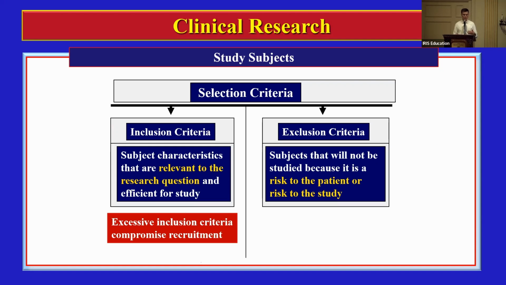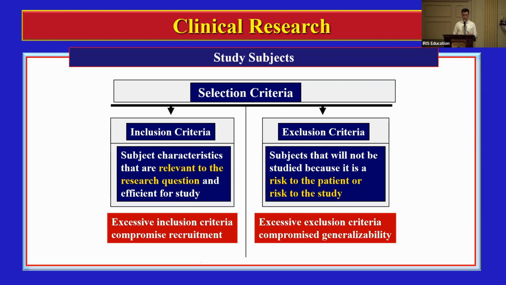On the flip side, if you have excessive exclusion criteria, your results are going to be less generalizable to your target population. So if we exclude patients, we're going to be left with a study population that isn't really going to look exactly like our target population.